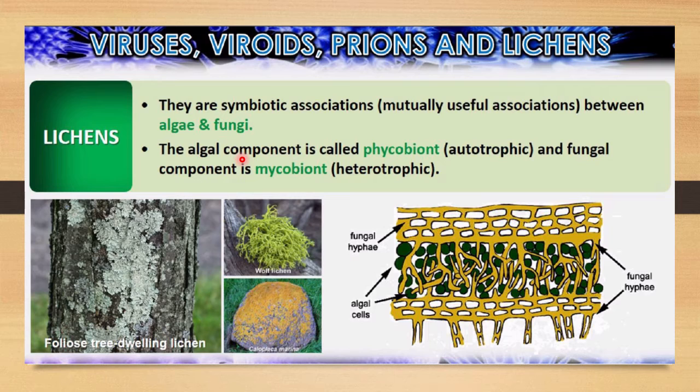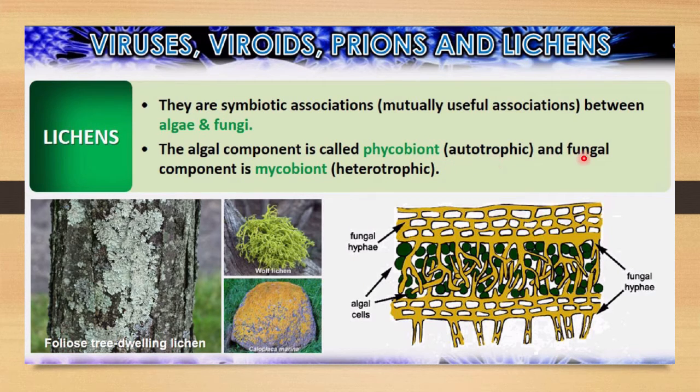Any lichen will have alga as well as fungi. The algal component of the lichen is called the phycobiont. Here phyco means related to algae. The algal component inside the lichen is considered a phycobiont, and that phycobiont can do photosynthesis, and that's why it is written here as autotrophic.